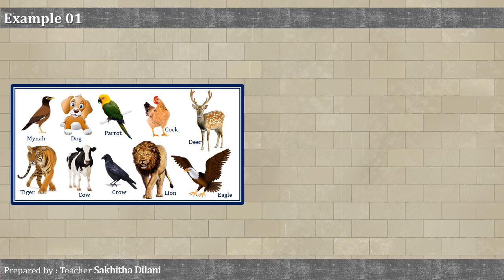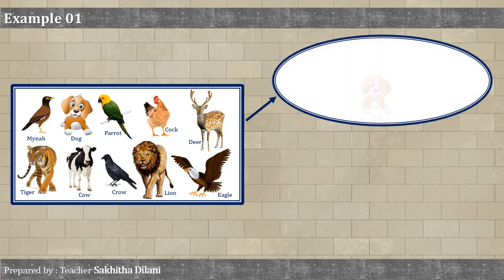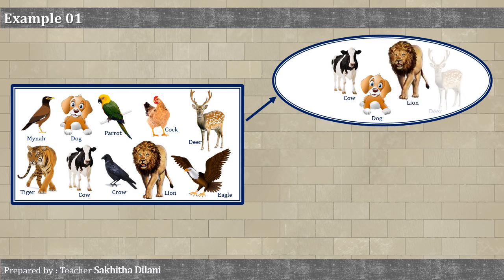Dog, cow, crow, lion, myna, parrot, deer, tiger, hawk, eagle. You can group these animals in various ways. A way of separating animals into two groups can be done like this. In one group, dog, cow, lion, deer, and tiger.